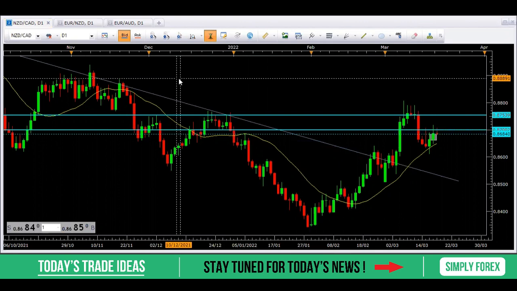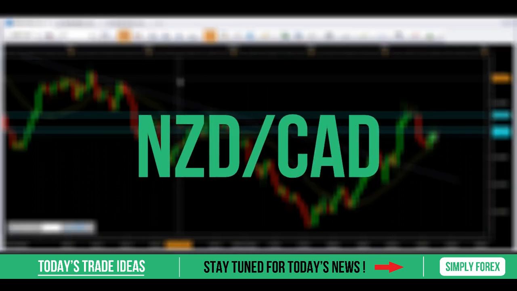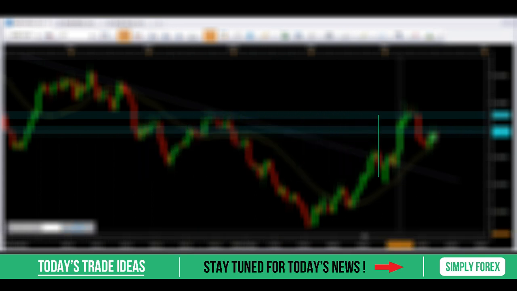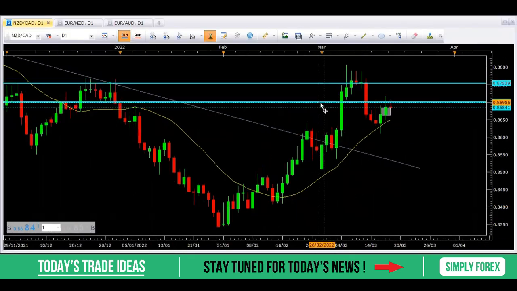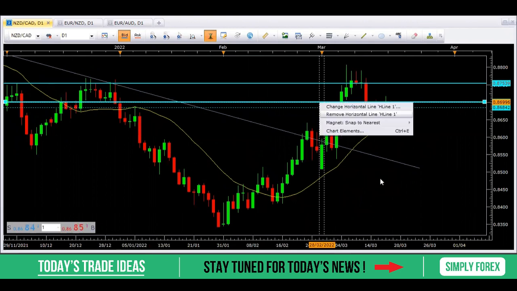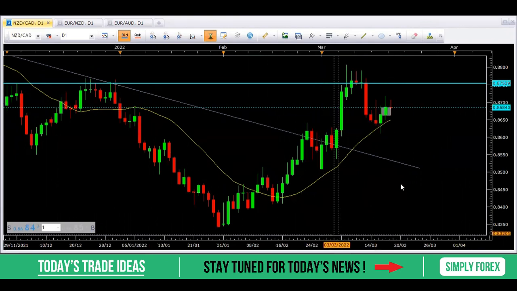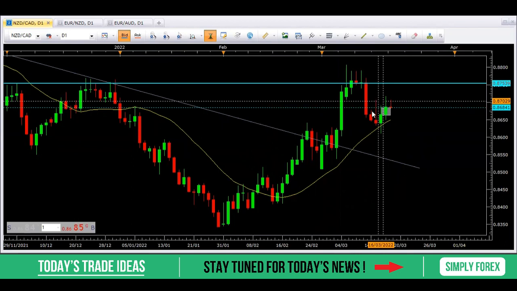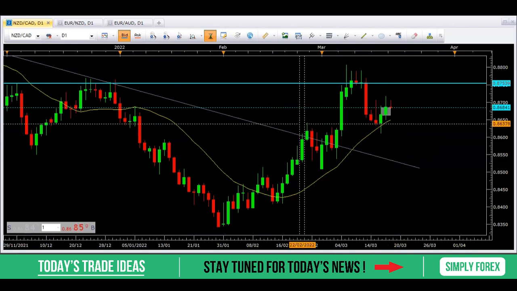The trade ideas for today, Friday the 18th of March, we've got 3 potential trades. The first one is this. This is New Zealand dollar against the Canadian dollar. So we're still looking to long this, guys. Let me remove the first target because we've already hit that from yesterday. Bouncing off this area of support here, the last 2 days have been bullish candles.